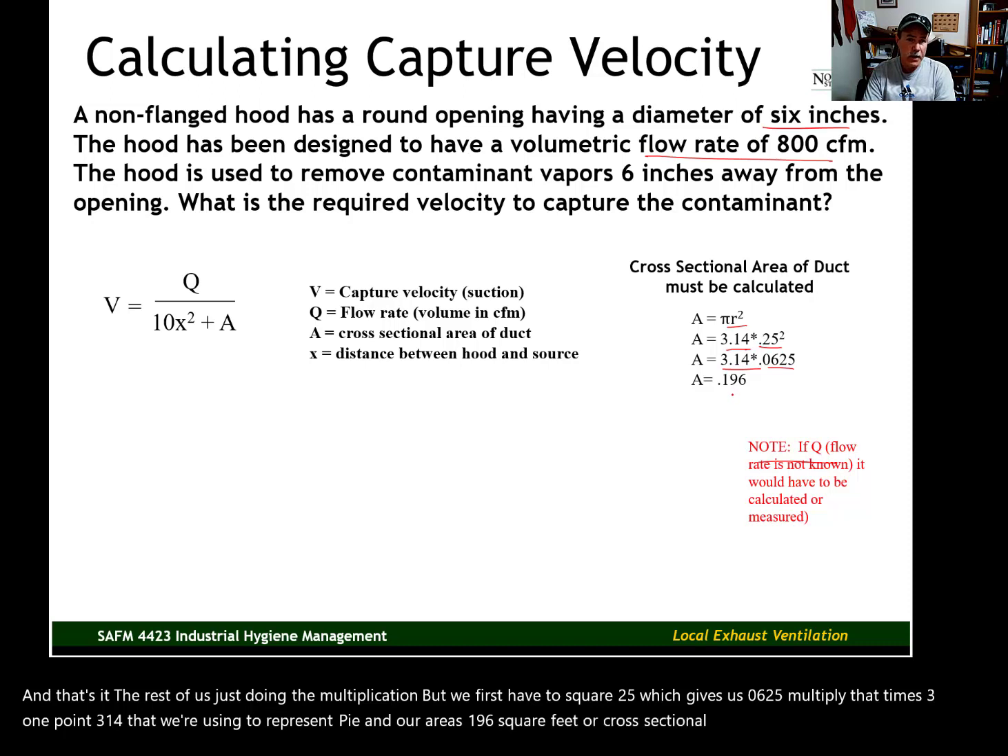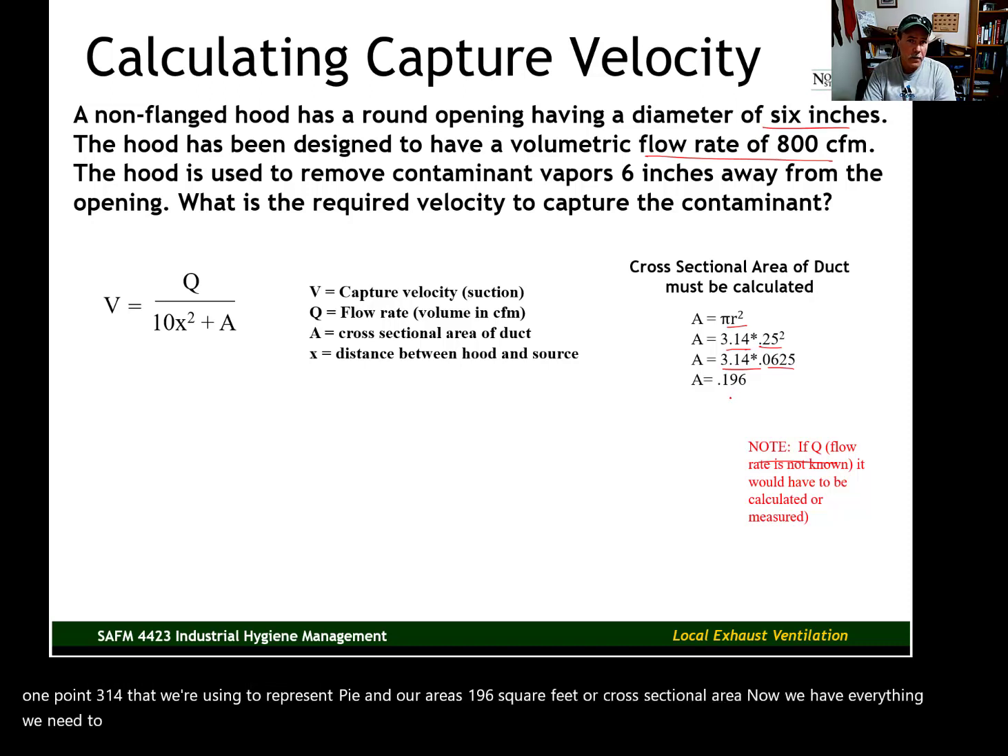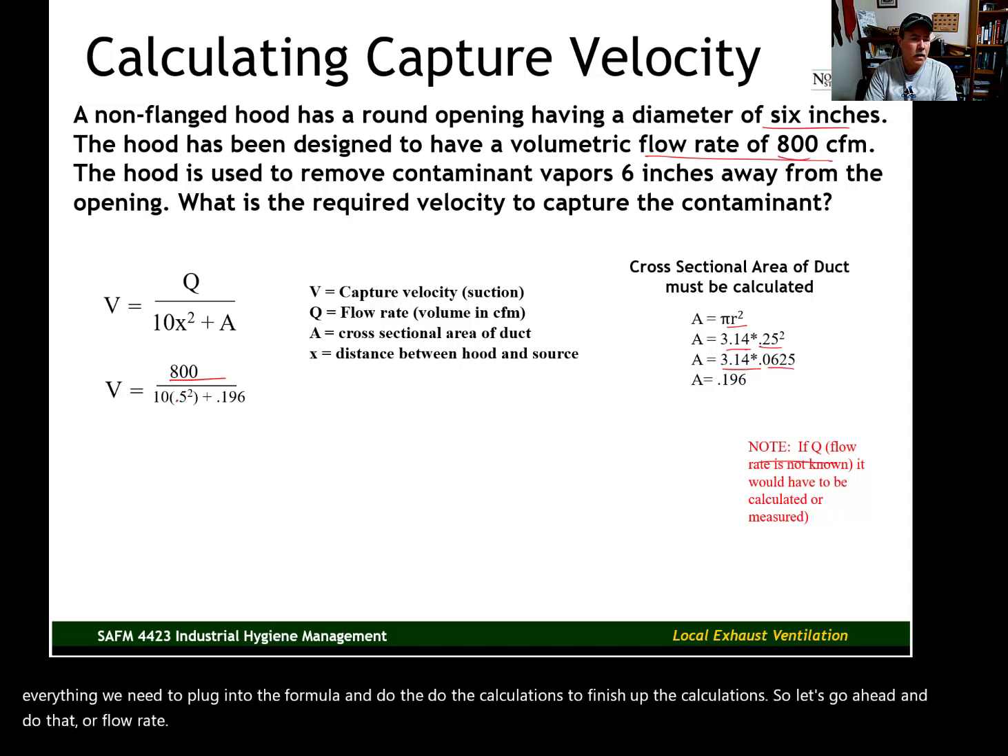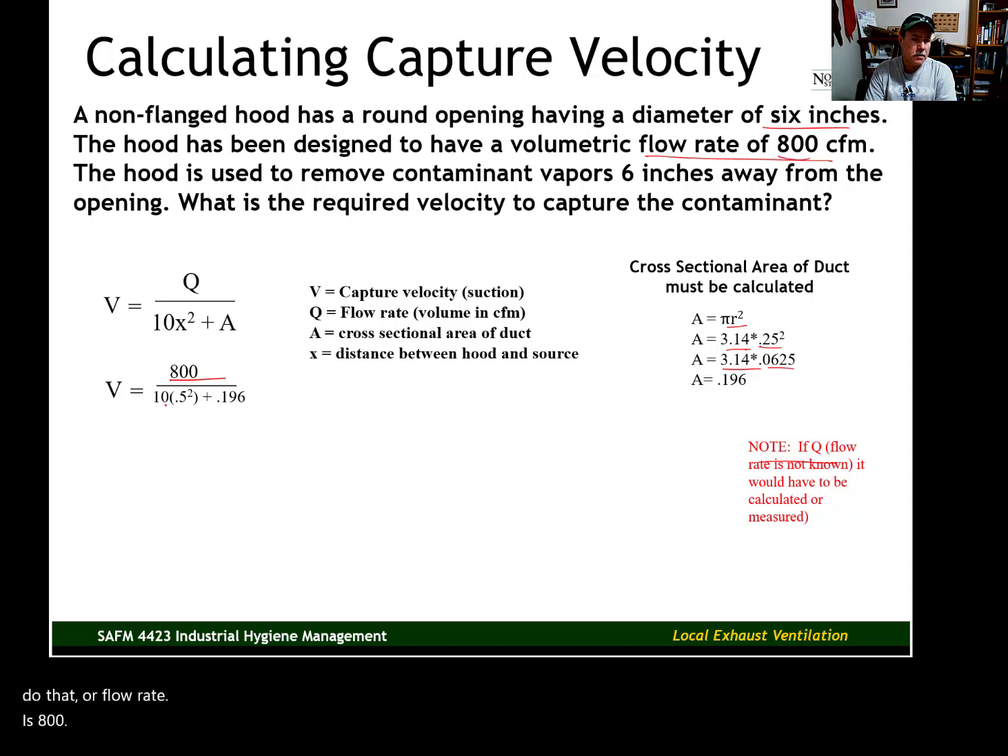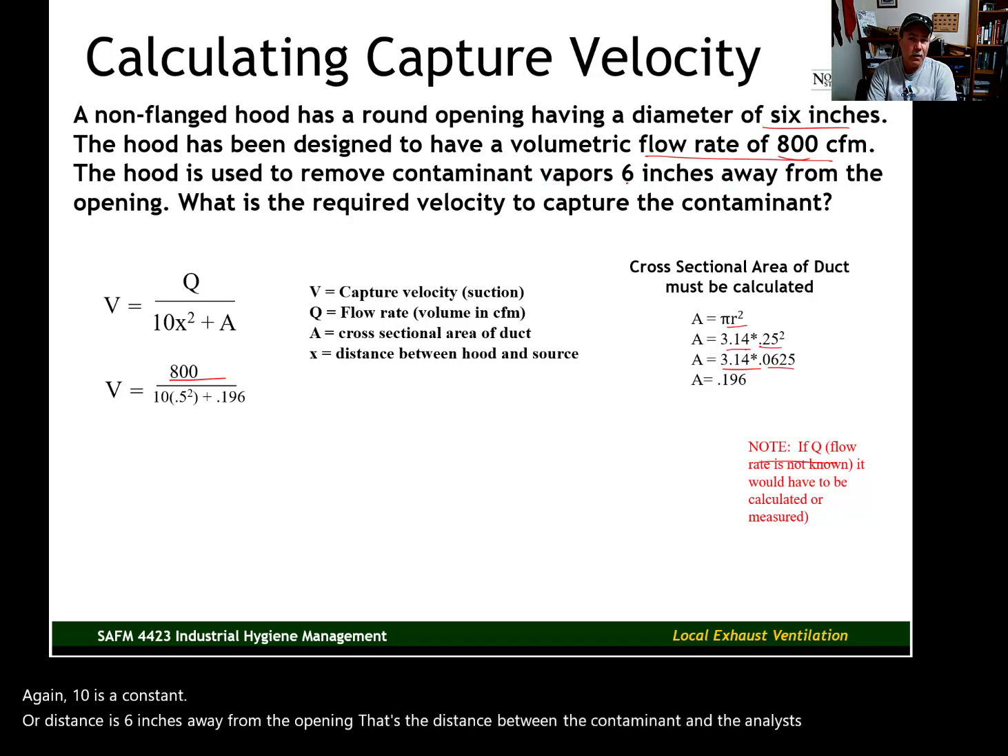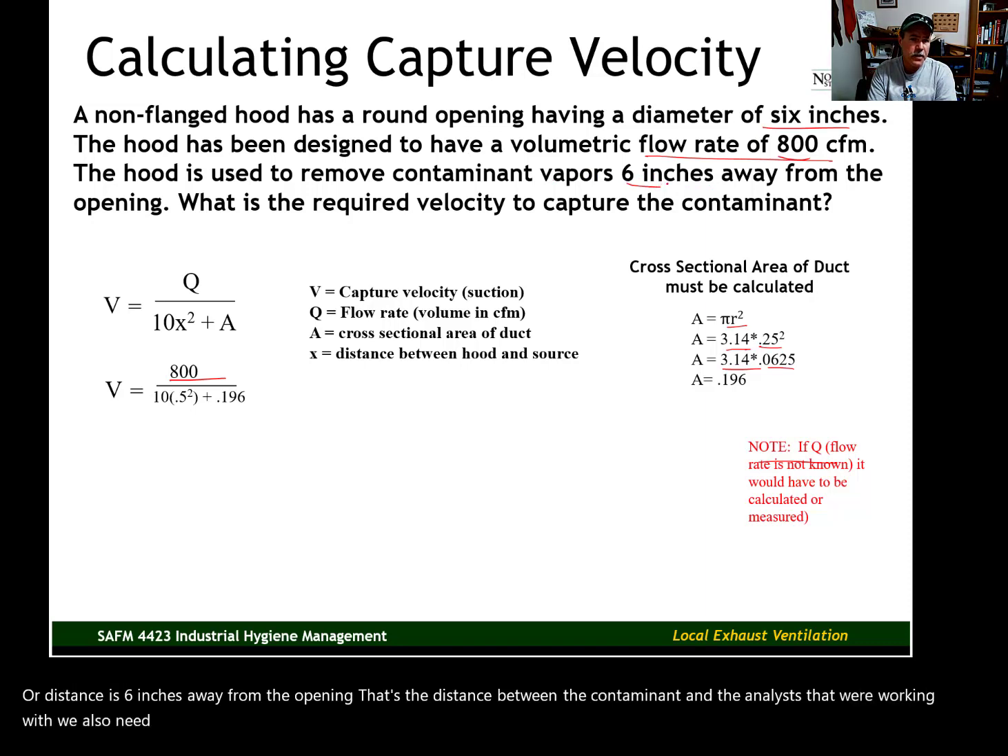Now we have everything we need to plug into the formula and finish up the calculations. So let's go ahead and do that. Our flow rate is 800. Again, 10 is a constant. Our distance is 6 inches away from the opening. That's the distance between the contaminant and the inlet that we're working with. We also need to convert that 6 inches to feet. 6 inches is 0.5 feet. That's X.